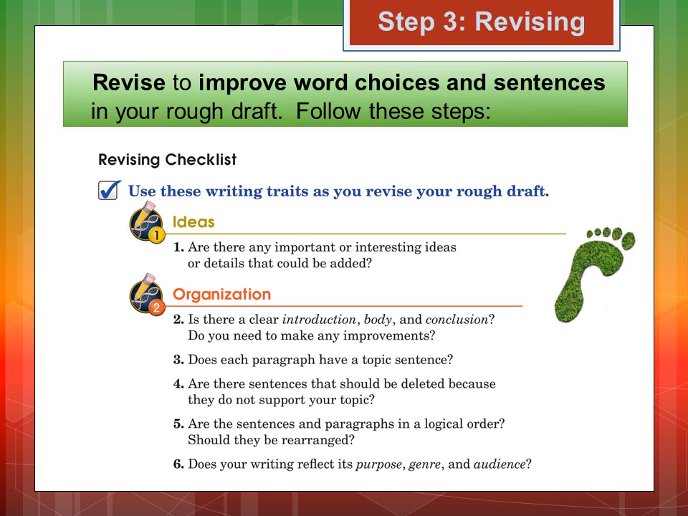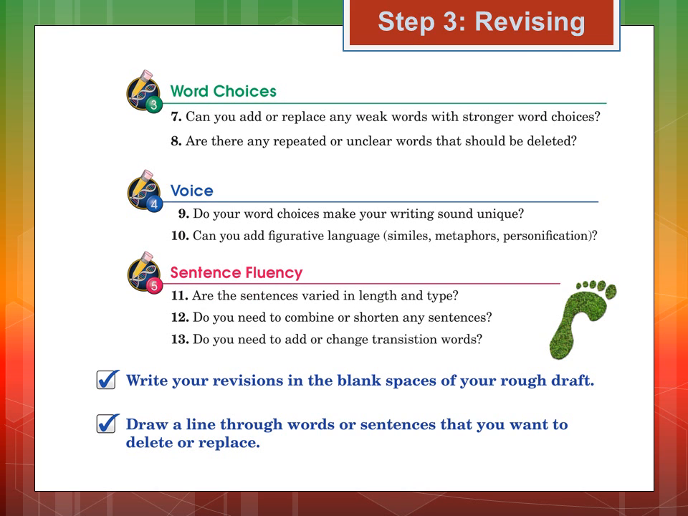Step 3 of the writing process is revision of the rough draft. Revising means finding ways to improve word choices and sentences in the rough draft. As students follow the revising checklist, they learn to read the rough draft several times silently and out loud. Reading the rough draft aloud will help students find rough spots that could use improvement. Students learn to check their ideas, organization, word choices, voice, and sentence fluency as they follow the revising checklist.